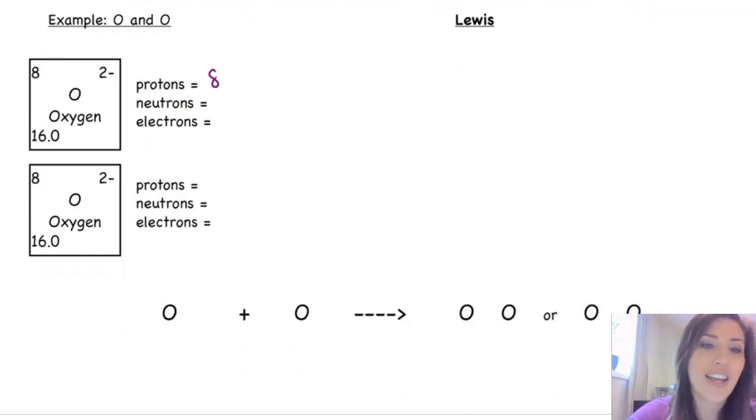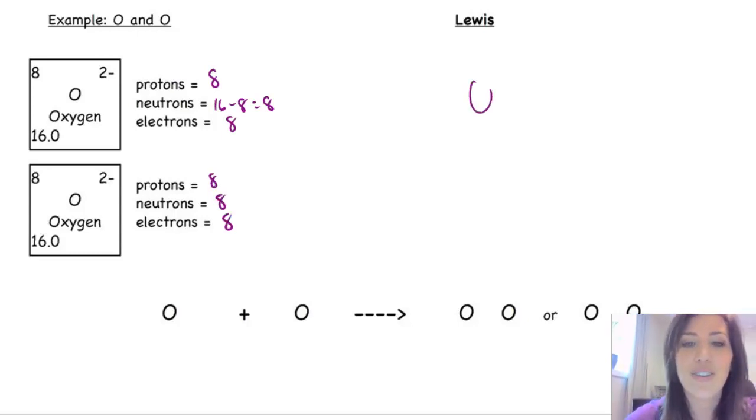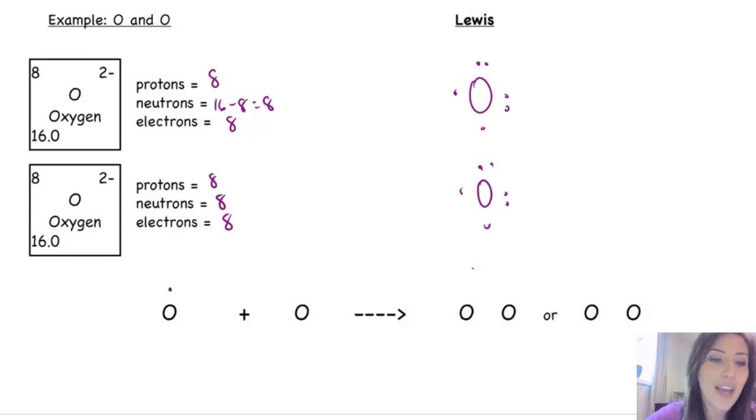They have 8 protons. 16 minus 8 is 8 neutrons, 8 electrons. So the Lewis diagram for oxygen would be 8 electrons, but 2 are in the first shell, so there's only 6. 1, 2, 3, 4, 5, 6. Same with this guy. 1, 2, 3, 4, 5, 6. We have 1, 2, 3, 4, 5, 6, and 1, 2, 3, 4, 5, 6.